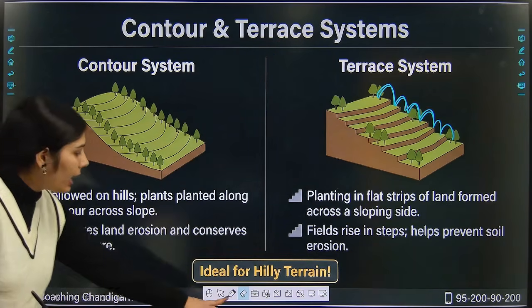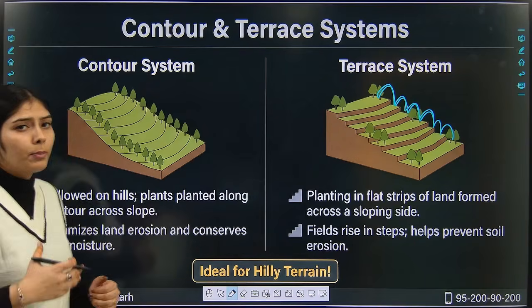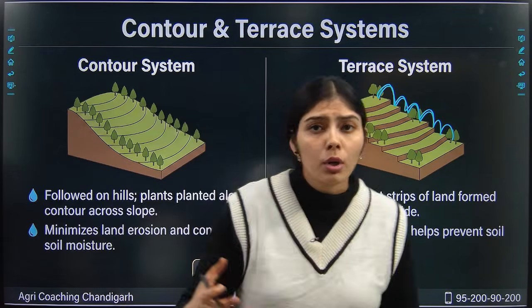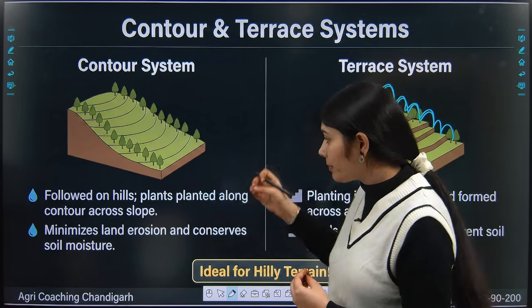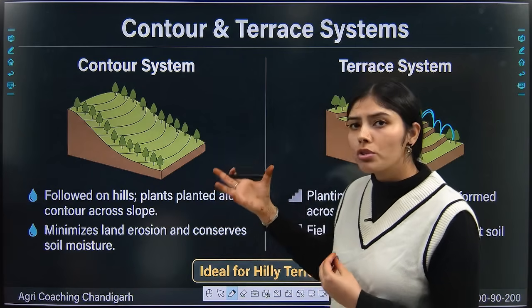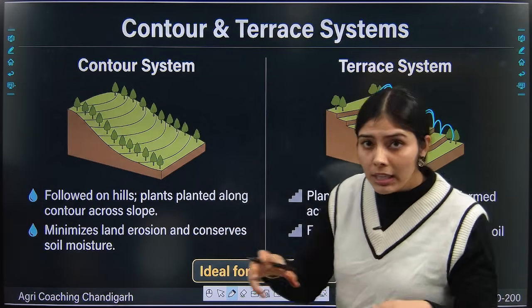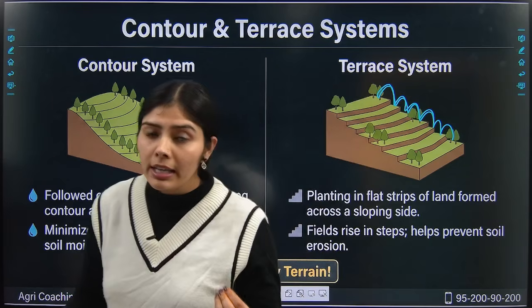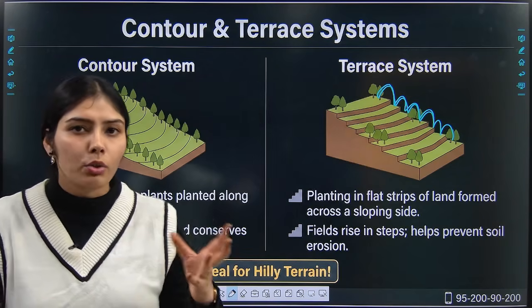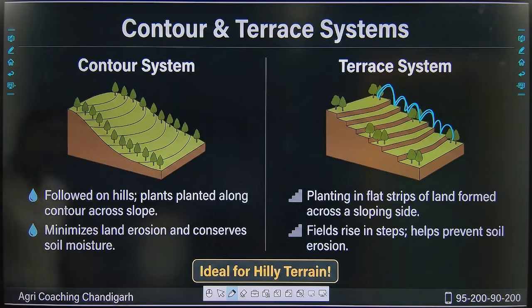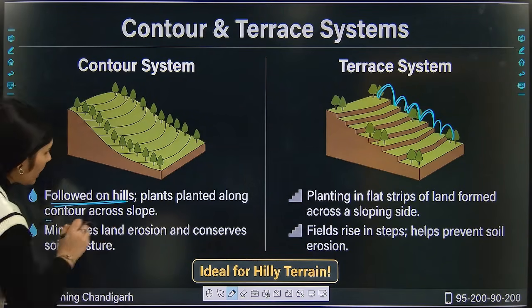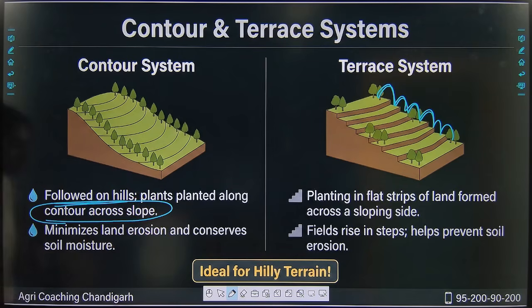hilly terrains. And in the contour system, planting can mainly be done by the triangular system or any method of layout, and generally here the planting method almost varies, because it depends on the field, how much is the size of the field, and accordingly the planting method can vary depending on the size and width of the field. So this is the contour system of layout. It is followed on the hills, and the plants are planted along the contour across the slope.